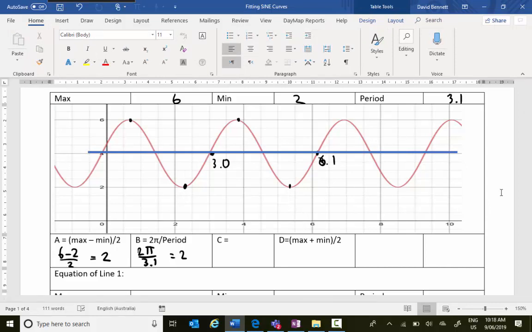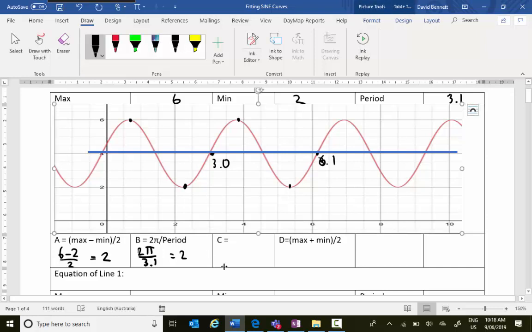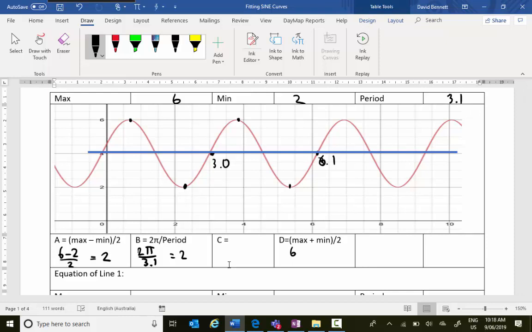To work out my D value, I've lost my pen now. How would I do that? That's going to be 6 plus 2 all over 2. Therefore that's 8 over 2, which is 4. And notice I've drawn that line at the height of 4. So that's what I've done there.